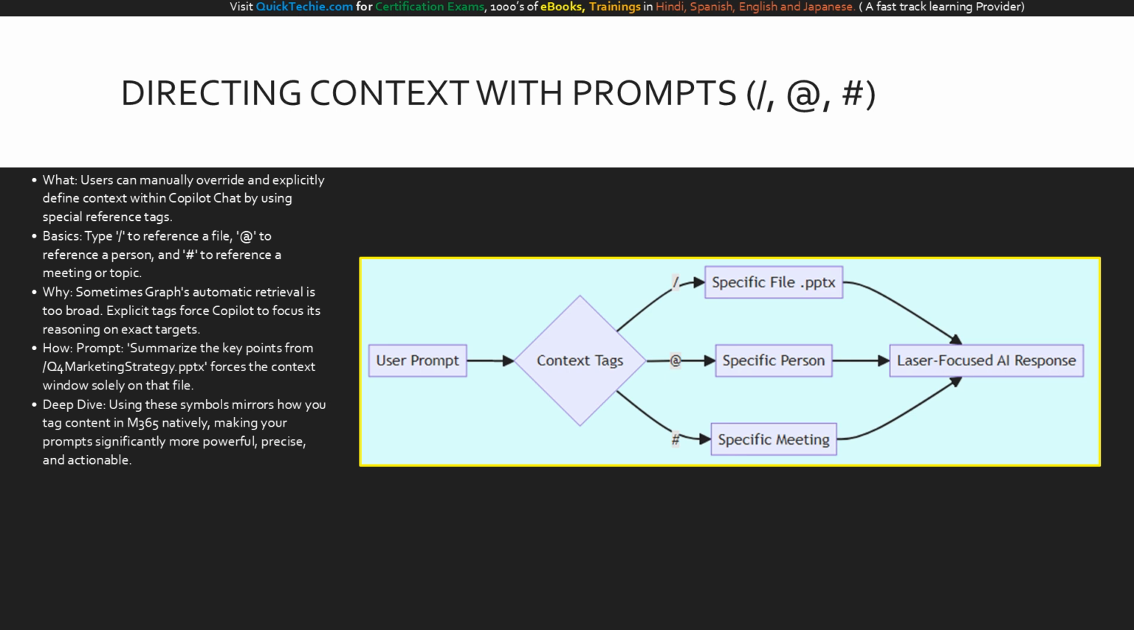This diagram reveals the power of manual context tagging. Starting at the user prompt, we enter the context tags decision node. You can see three tools at your disposal: the / targeting a specific file, the @ symbol targeting a specific person, and the hashtag targeting a meeting. All of these pathways converge into the final node, a laser-focused AI response. By actively using these keyboard shortcuts, you bypass general searches and spoon-feed the exact context to Copilot, ensuring total precision.